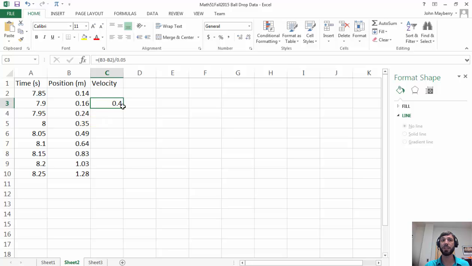Now, the nice thing about Excel is once we've done this for one cell, because of relative referencing, we can simply move our cursor until it changes to a dark cross in the right corner and drag this down, and Excel will compute the average velocity for every other time interval for us.